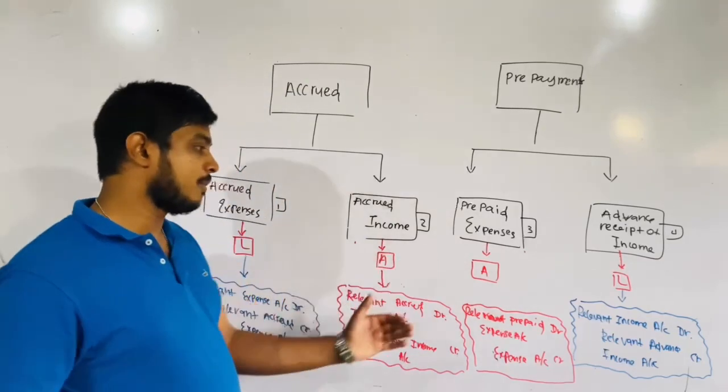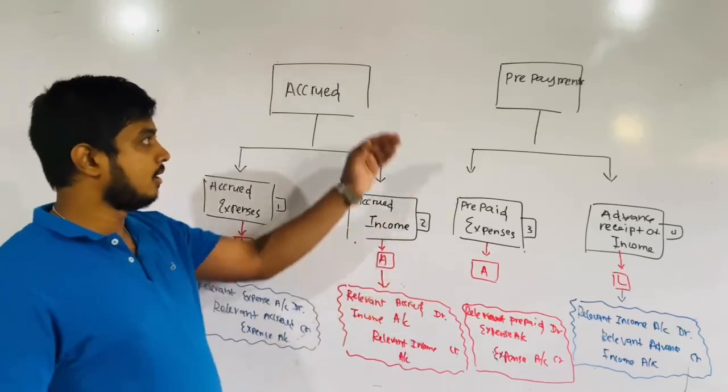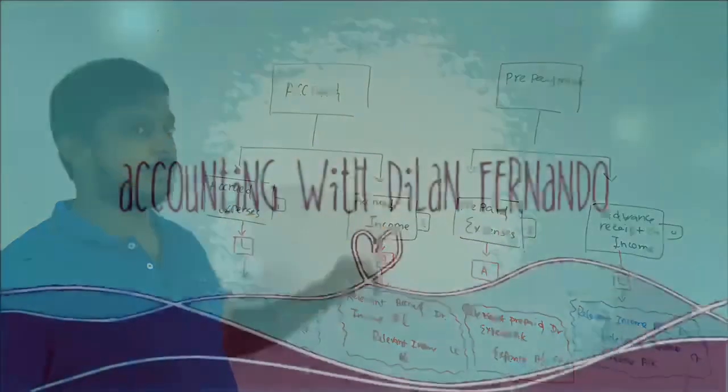So these are the four double entries that you can identify for accruals and prepayments.